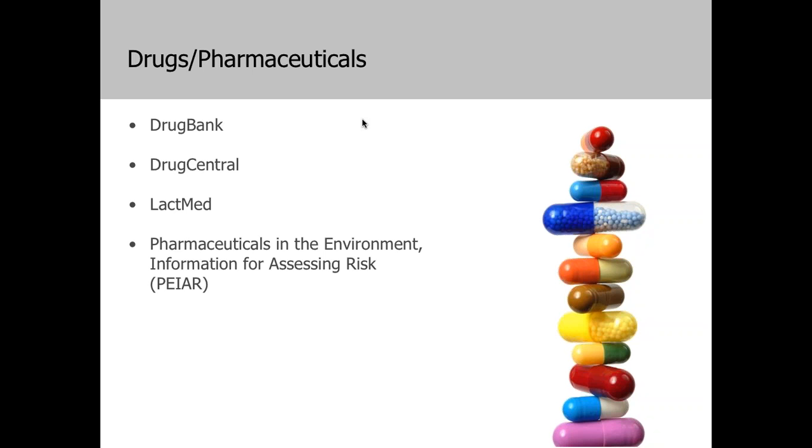We've also added Drug Central, which comes from the University of New Mexico. This is information on drug approvals from FDA and EMA and several other organizations, and they even include discontinued drugs. LactMed, from the National Library of Medicine, contains information on chemicals that affect breastfeeding mothers. The first three can be found in Drug Expert. The last one is actually part of Chem Expert, but it's pharmaceuticals in the environment.